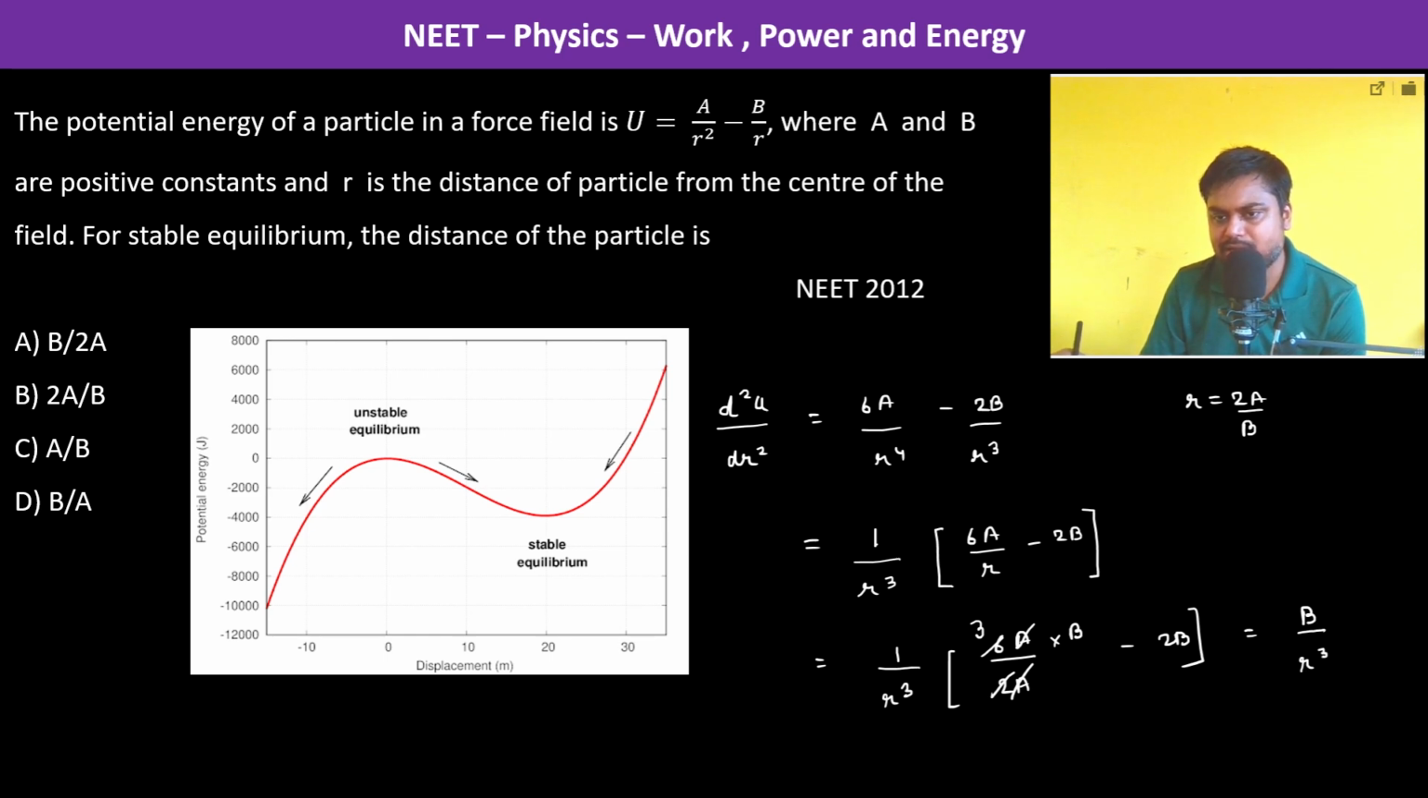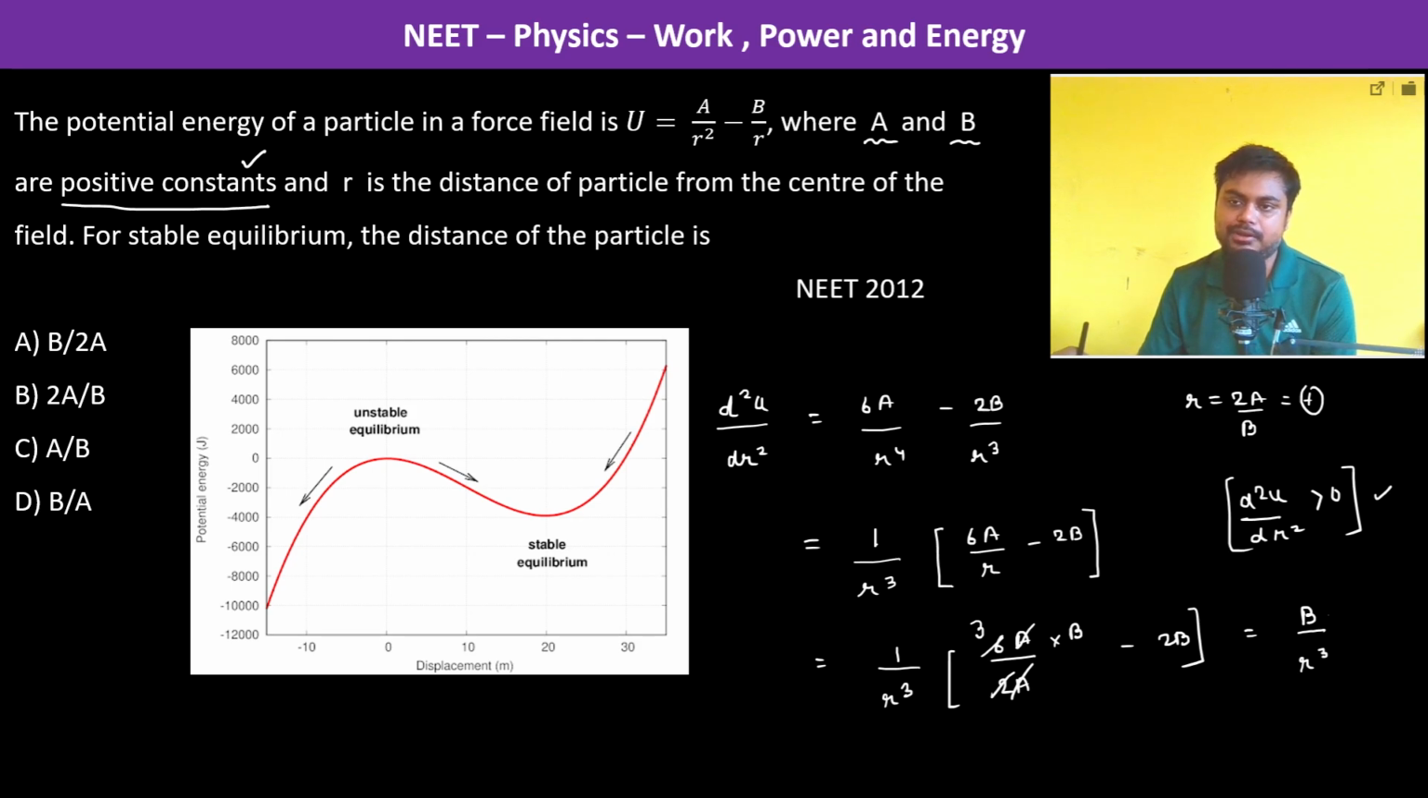Now since R is positive, and B is positive, as mentioned because A and B are positive constants, this is coming to be greater than 0. Since it is greater than 0, it's stable equilibrium, so the answer is going to be 2A by B.